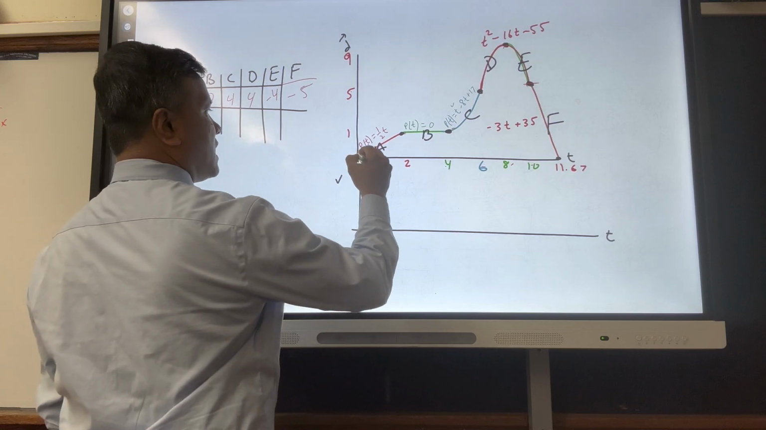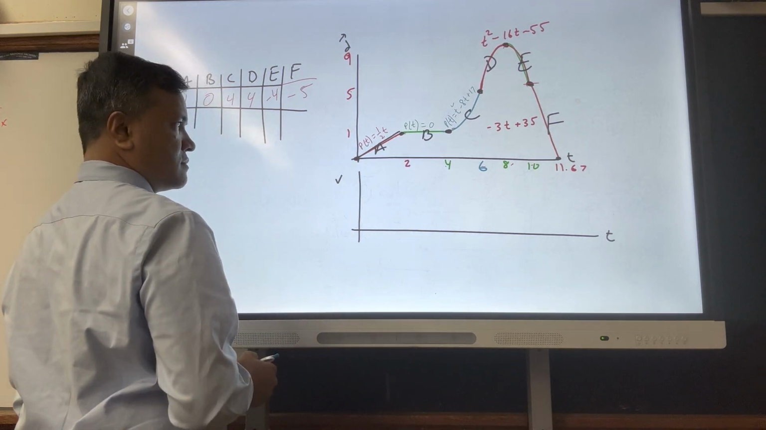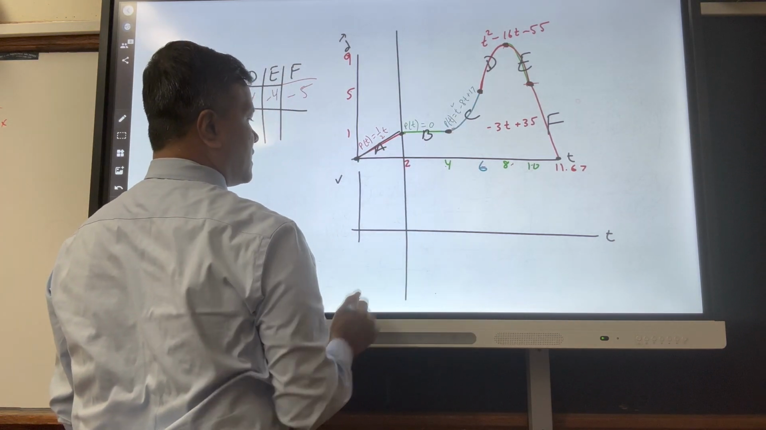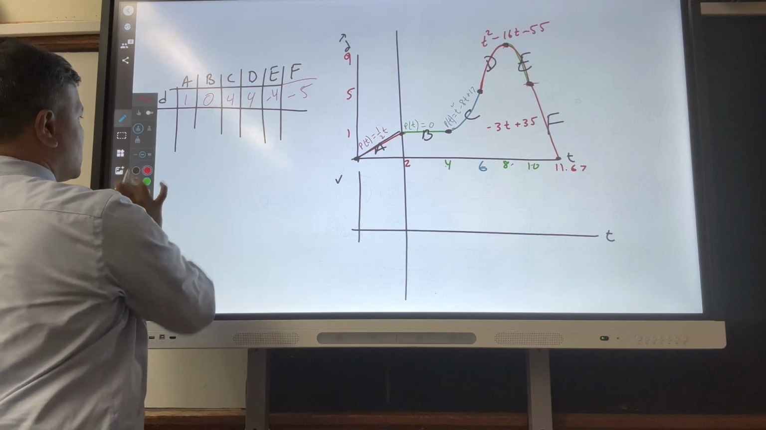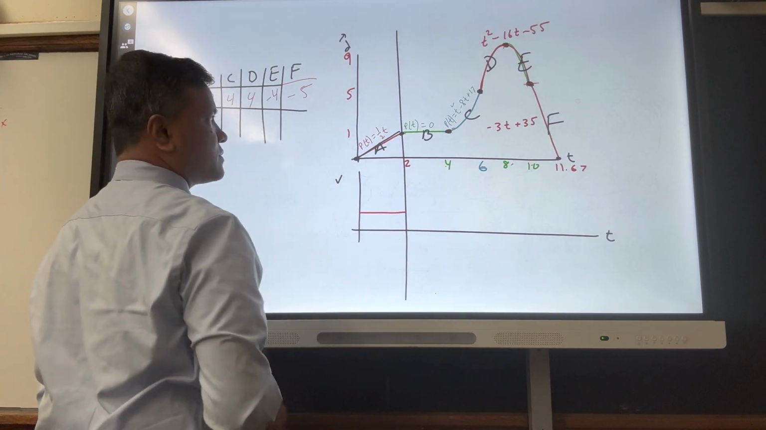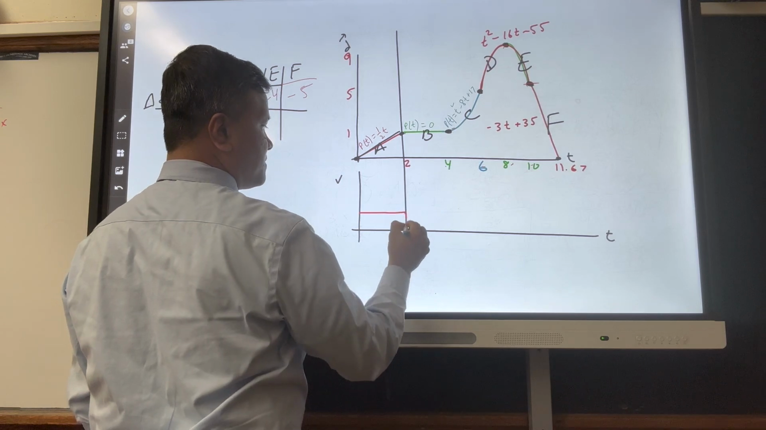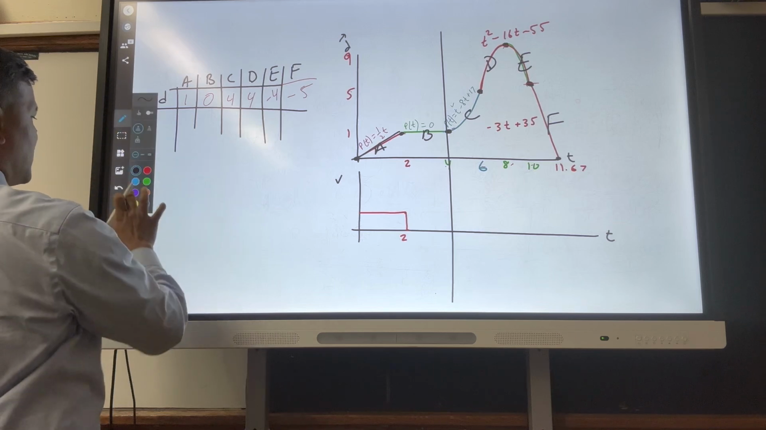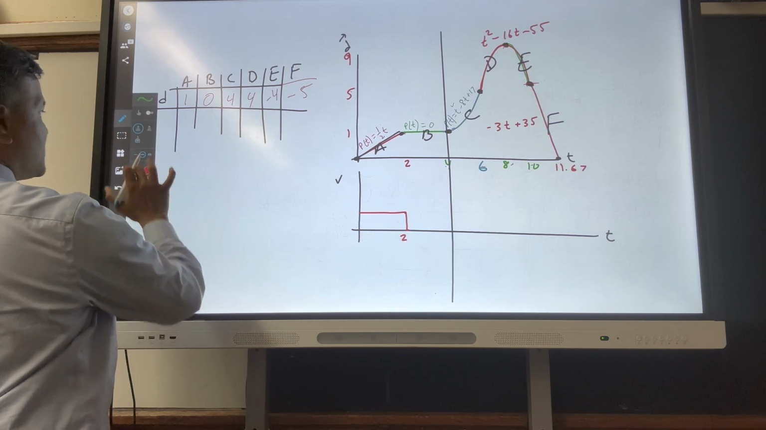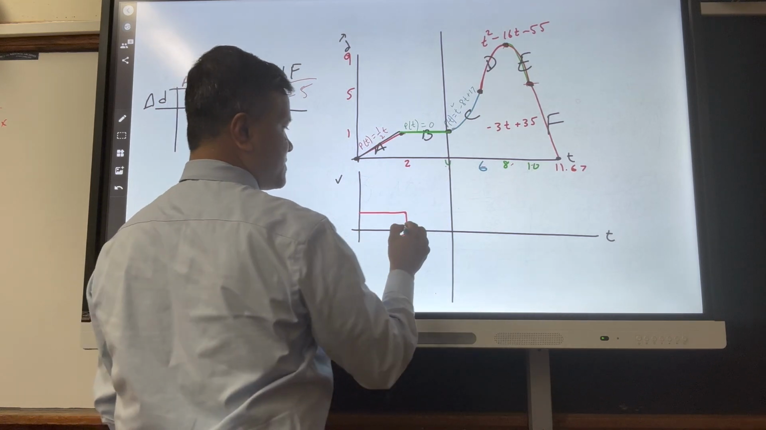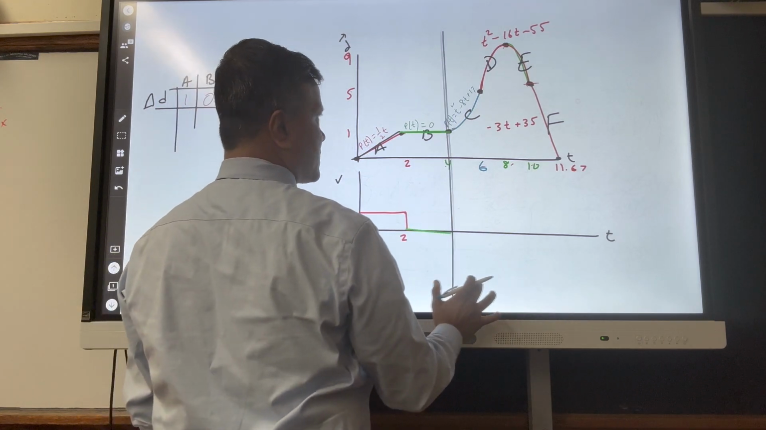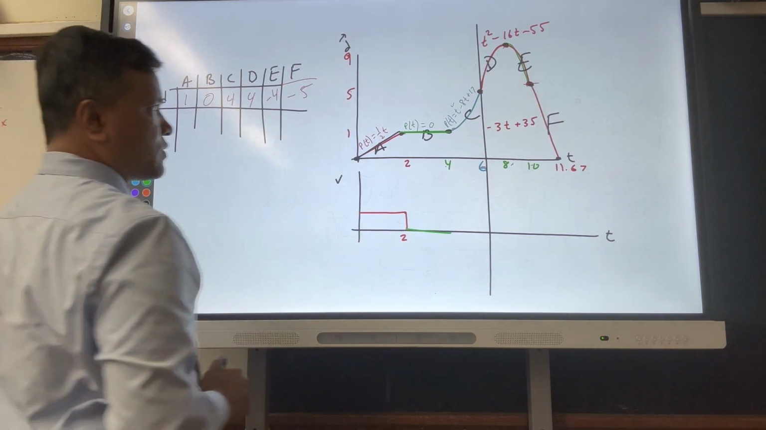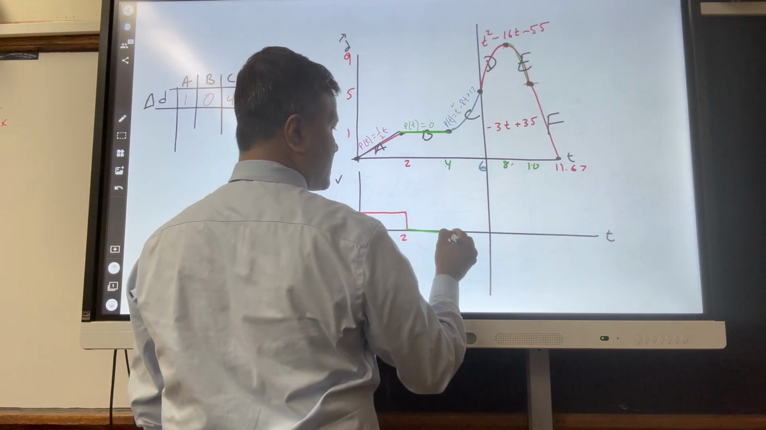So when the dt graph is a diagonal line, VT must be a horizontal line, right? Until 2 seconds. When the dt graph is a horizontal line, VT must be 0. When the dt graph is curved, VT must be a diagonal line. But a diagonal line at what direction? A diagonal line in this direction.